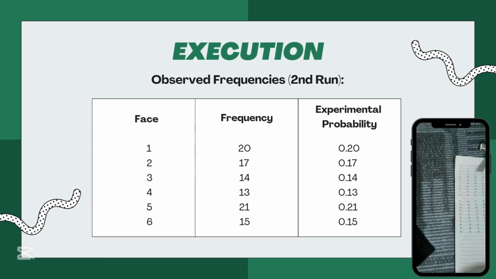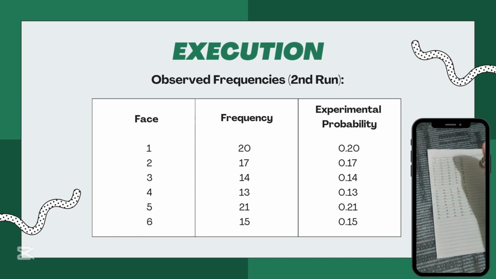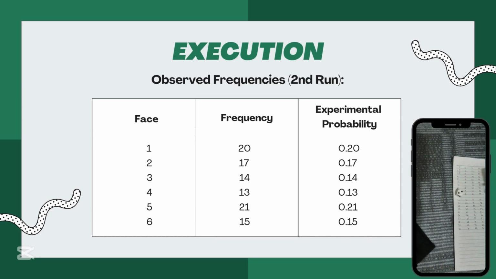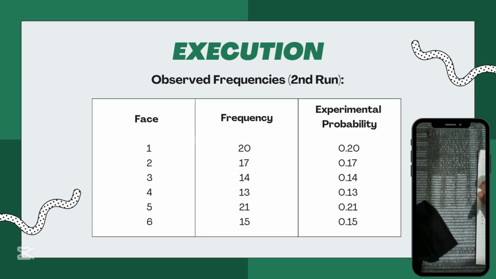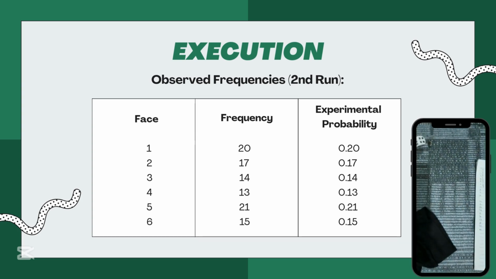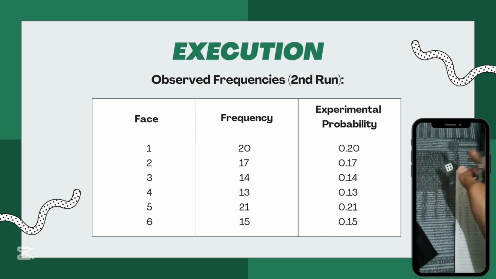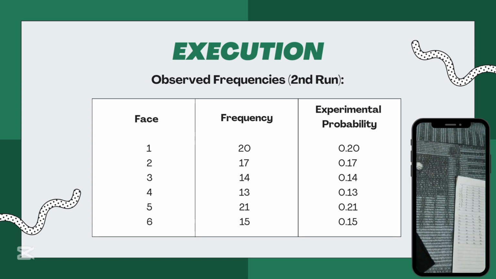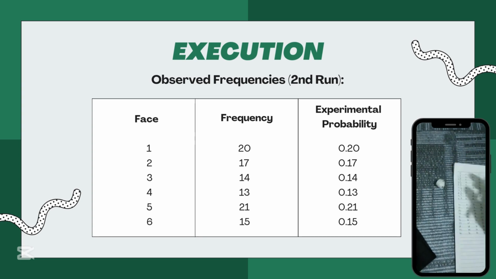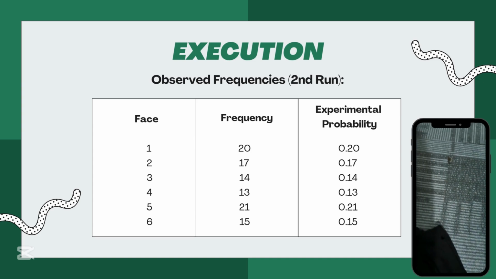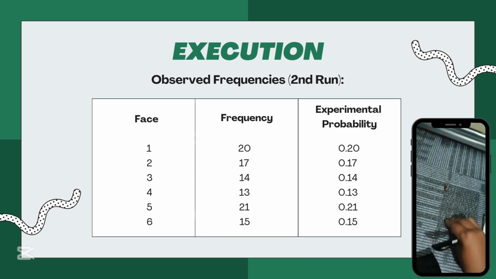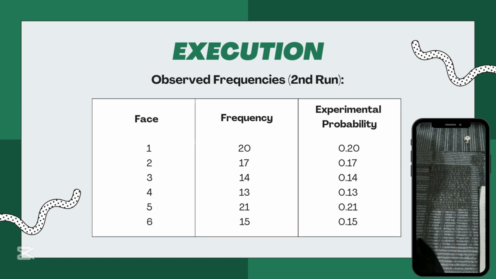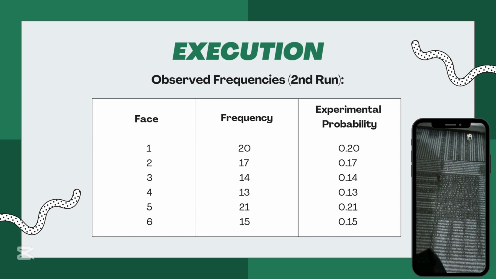We repeated the experiment for a second run with another 100 rolls. This time, the results were more balanced. Phase 1 appeared 20 times with a probability of 0.20. Phase 2 appeared 17 times at 0.17. Phase 3 showed up 14 times, giving 0.14. Phase 4 appeared 13 times at 0.13. Phase 5 was rolled 21 times for 0.21. And Phase 6 showed up 15 times, giving a probability of 0.15. Although variation still existed, the spread was more even.